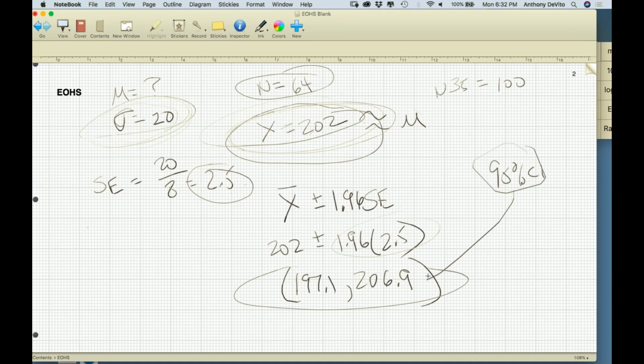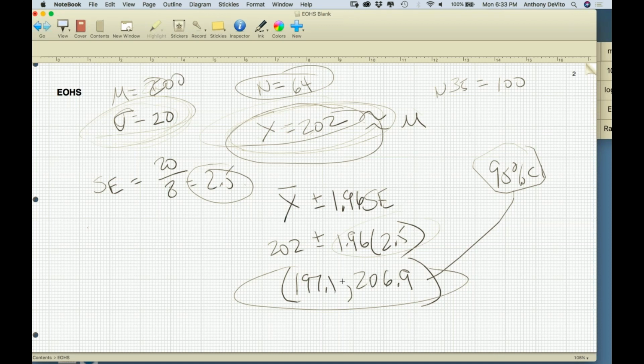Does that mean we've always captured the true population mean? No, 5% of the time we're wrong, right? I mean, on average, if we did it many times, 5% of the time we'd be wrong. One out of 20 times we would miss the true population mean. In this case, did we capture the population mean? Well, if it was the same problem we were talking about before, where the population mean was 200, yeah, it is between those two numbers.